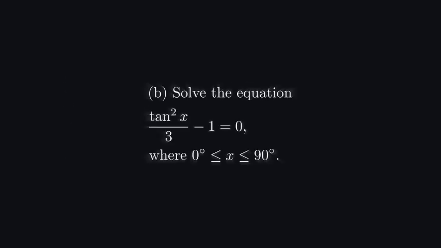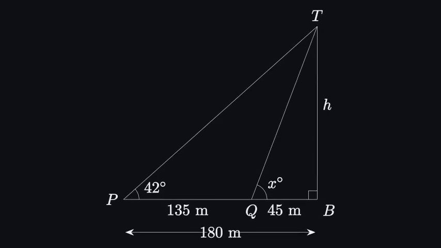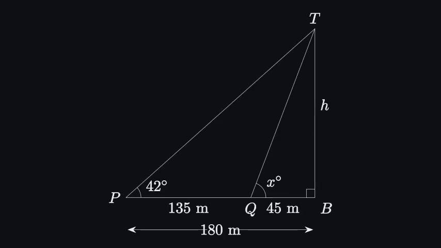Part B says, solve the equation tan squared x over 3 minus 1 equals 0, where x lies between 0 degrees and 90 degrees. Study the diagram carefully. This prepares us for the next step.